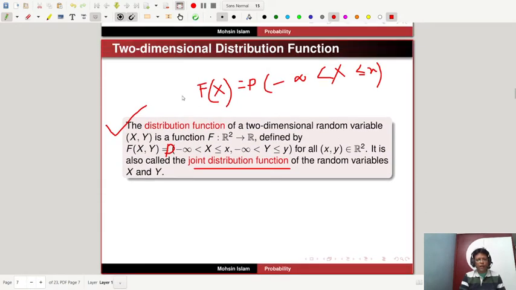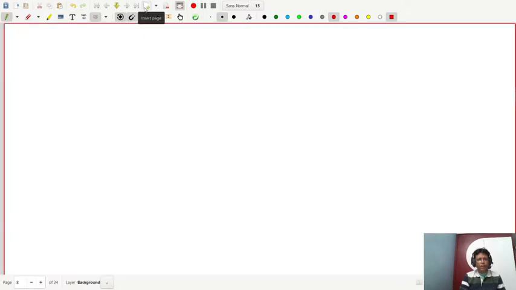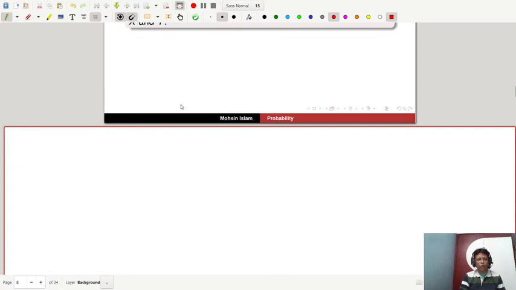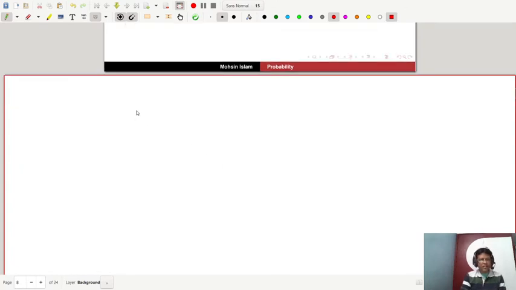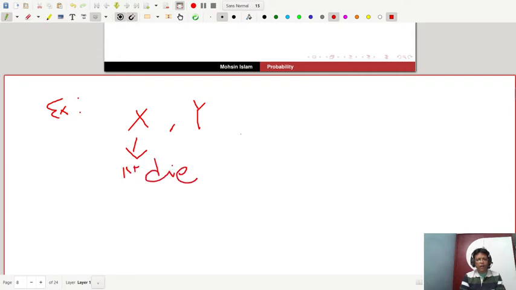So let me give you one example for that. That will be better for your better understanding. Suppose x and y be two random variables denoting the numbers shown by the first and second die. This is the number on the first die, right? And this shows the number on the second die. The random variables denote the number on the first die and second die.